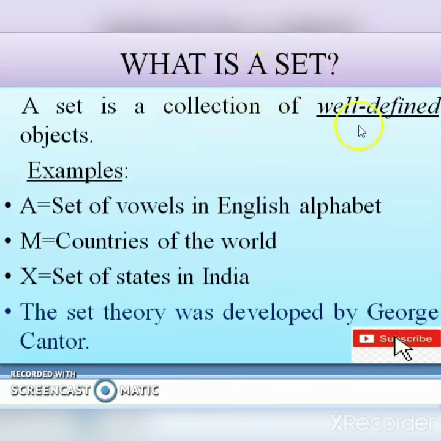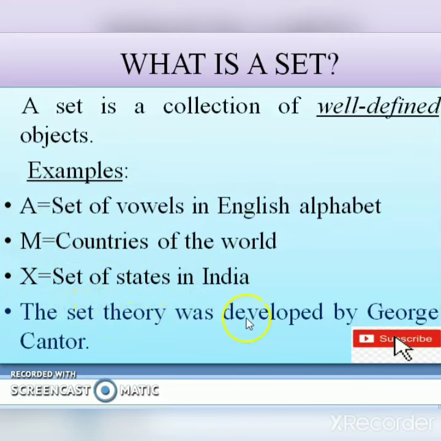What is a set? A set is a collection of well-defined objects. By well-defined, we mean that any object will have a specific property. For example, if you consider A is equal to the set of vowels in the English alphabet, we know A, E, I, O, U are the vowels in the English alphabet. That is, they are specified, so they are categorized under one set. Similarly, countries of the world, we know how many countries there are in the world, so they are categorized in a set M. Similarly, the set of states in India are categorized under set X.